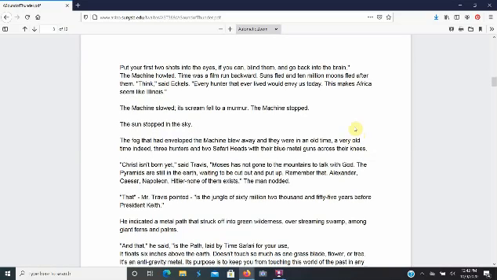The machine howled. Time was a film run backward. Suns fled and ten million moons fled after them. Think, said Eccles, every hunter that ever lived would envy us today. This makes Africa seem like Illinois. The machine slowed. Its scream fell to a murmur. The machine stopped. The sun stopped in the sky.